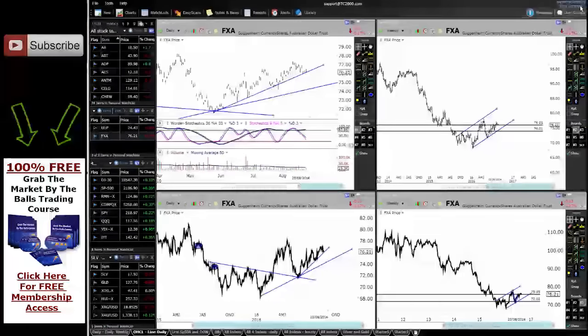US dollar looks like it's going to continue down out of that bear flag. And oil, once it starts to get above 50, then we have a projection target of around the 70 mark.